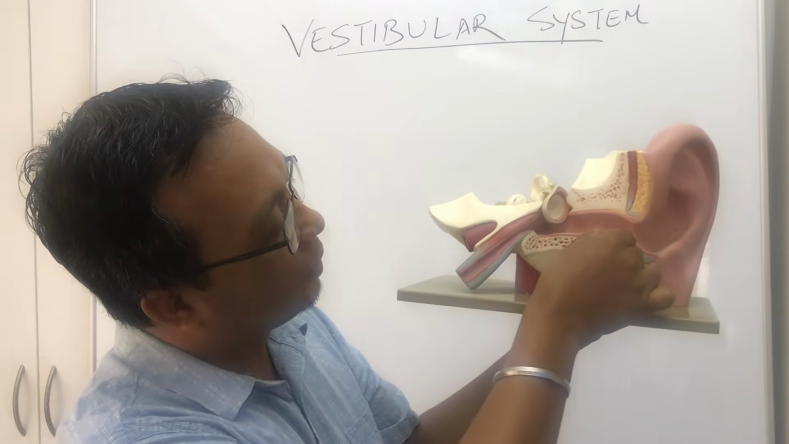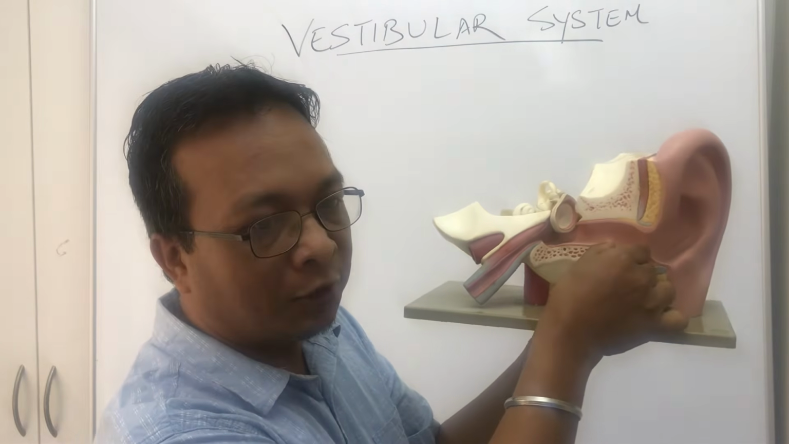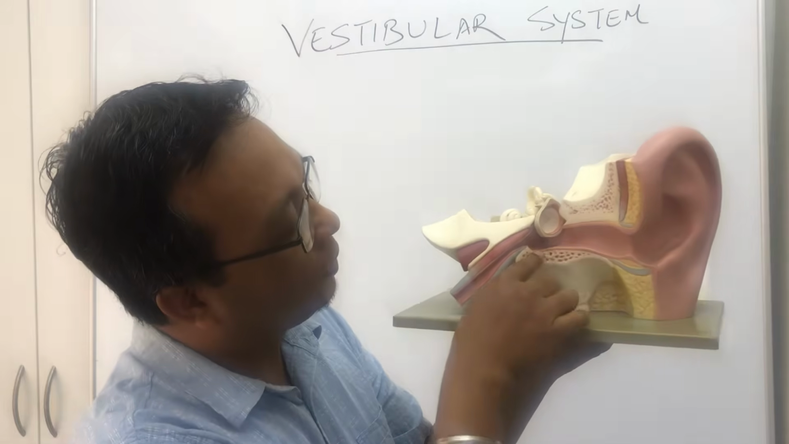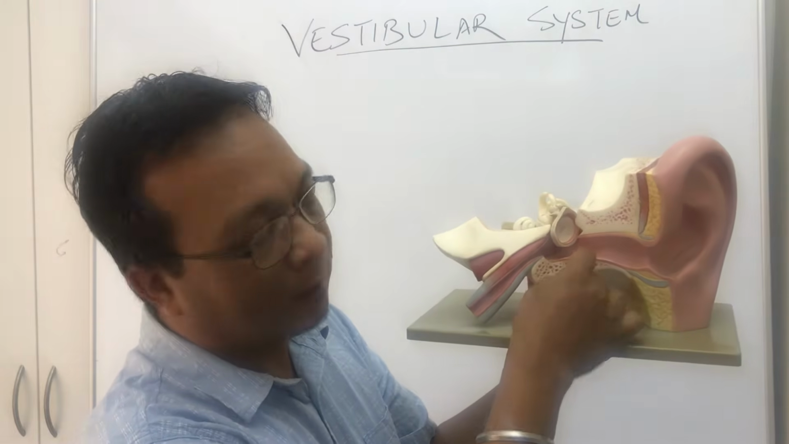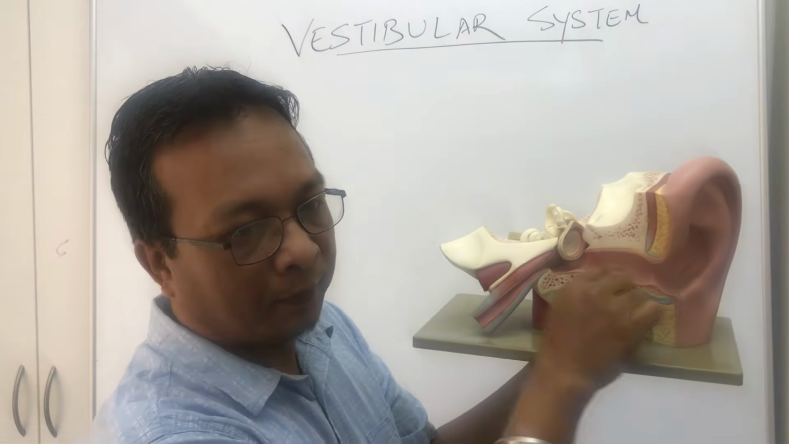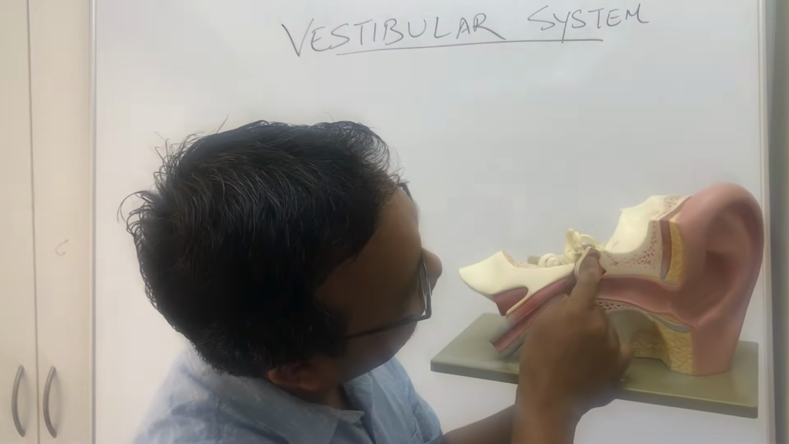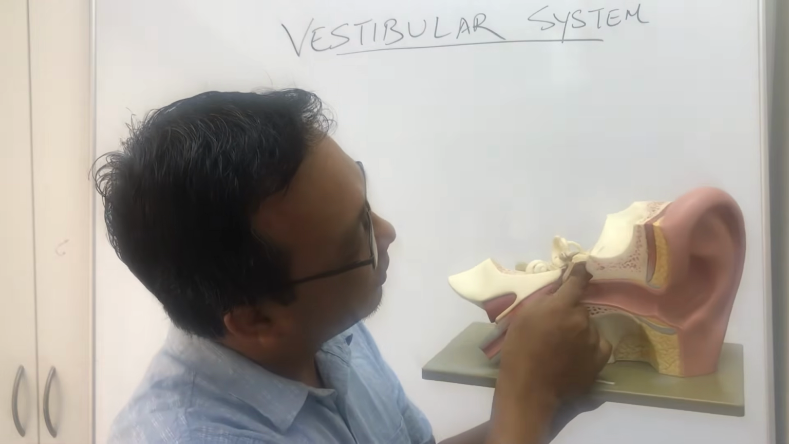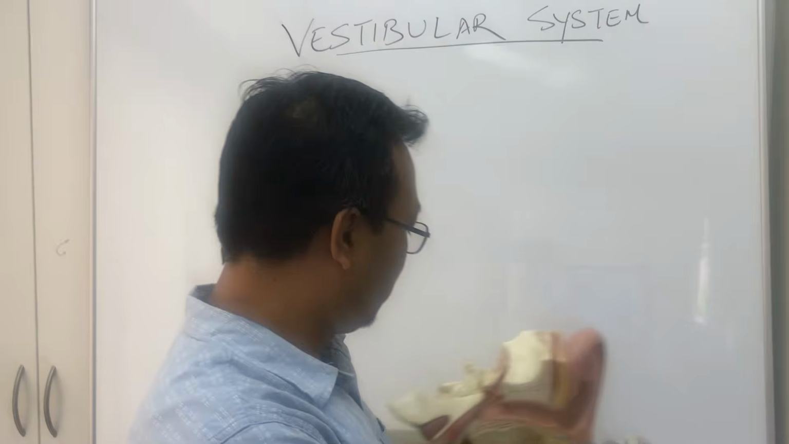Okay, and the outer one-third is cartilage. Inner two-thirds is bony part. This part is bony. Bone is there, and this is the cartilage part, soft part. Okay, and as you go, it hits the tympanic membrane.